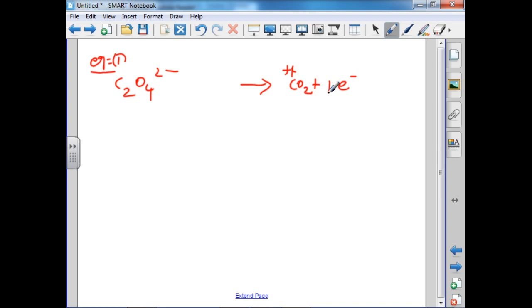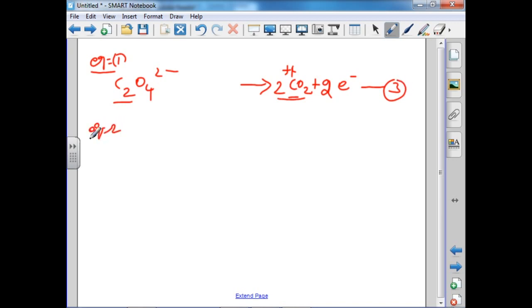But on the reactant side there are 2 carbon atoms, while on the product side there is only 1. So multiply by 2, so 2 CO2. 1 carbon C2O4 2 minus to 1 CO2 conversion involves 1 electron loss. But here 2 CO2 are formed, so how many electrons are lost? 2 electrons are lost. Okay, this is equation number 3.